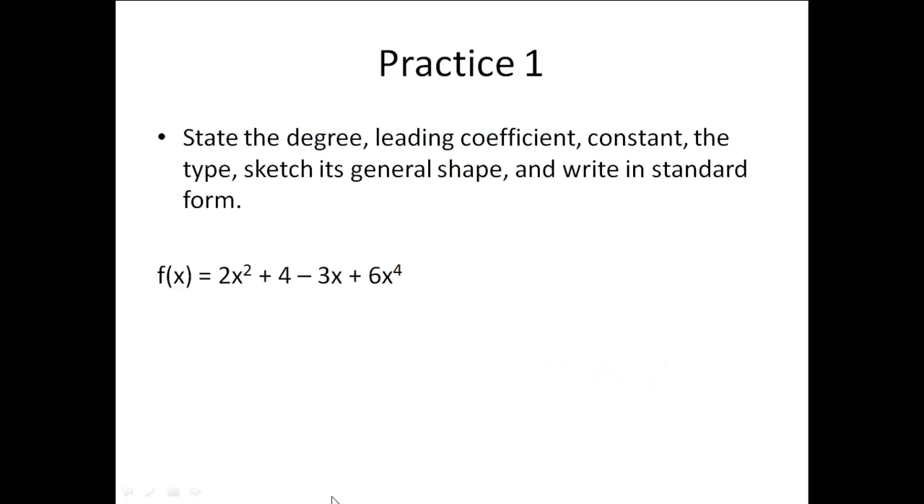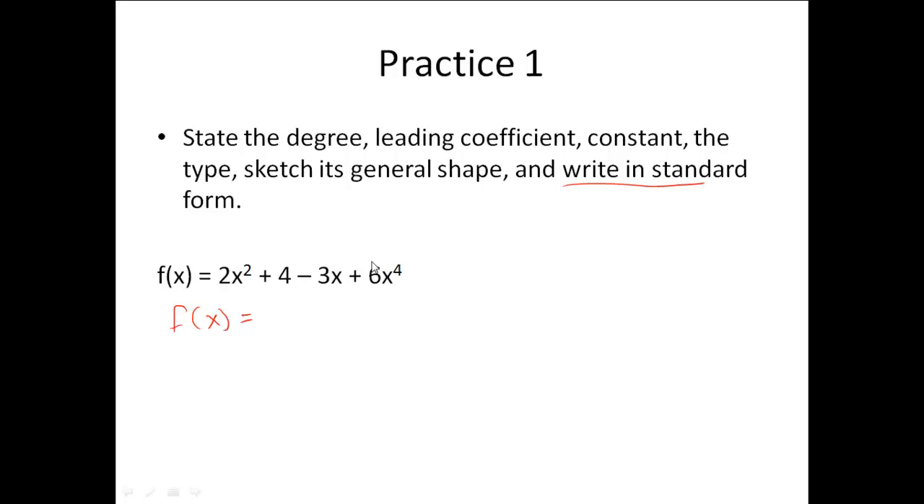Okay, so here's going to be our first example. I want to state the degree, the leading coefficient, the constant, the type, and sketch the general shape, then write it in standard form. So as I look at my function I have here, f of x equals 2x squared plus 4 minus 3x plus 6x to the fourth. I'm actually going to write it in standard form first. That way I can get it better organized.